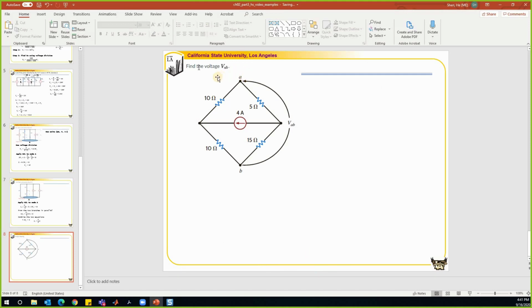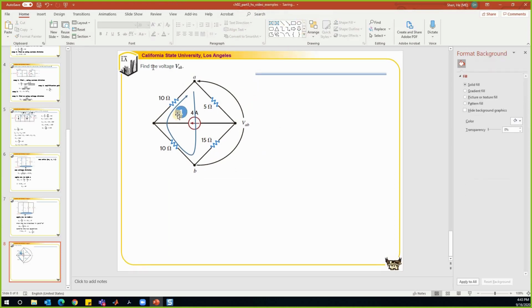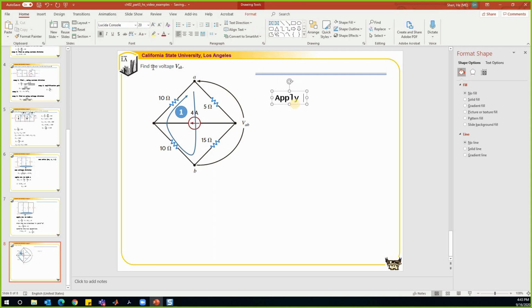So look at this problem. I'm going to find VAB. To find a voltage, we have two different ways to do that. We can find VAB by using the definition, or we can use KVL. So I'm going to define this loop and write a KVL equation. What do I have? Apply KVL to loop 1.